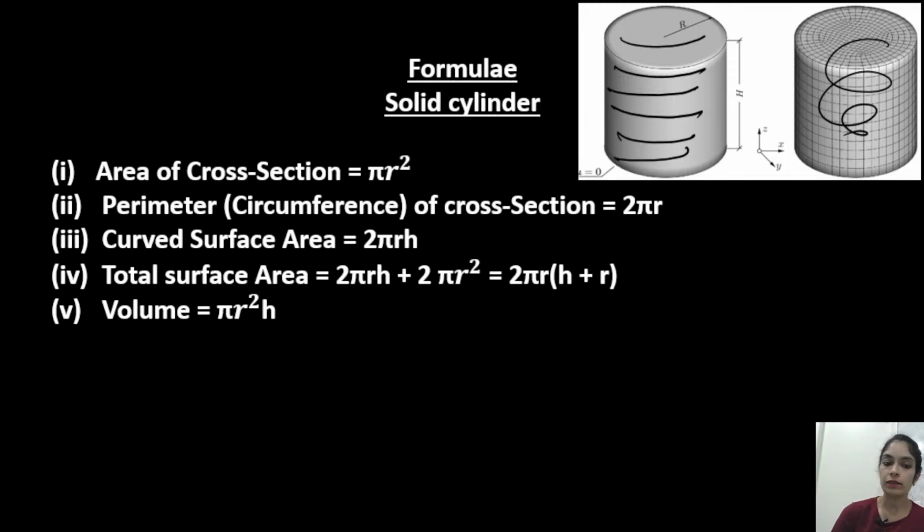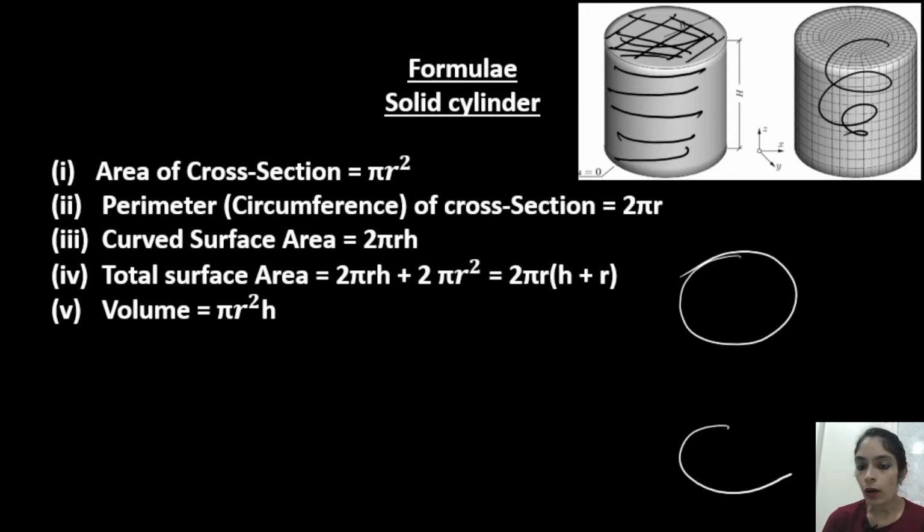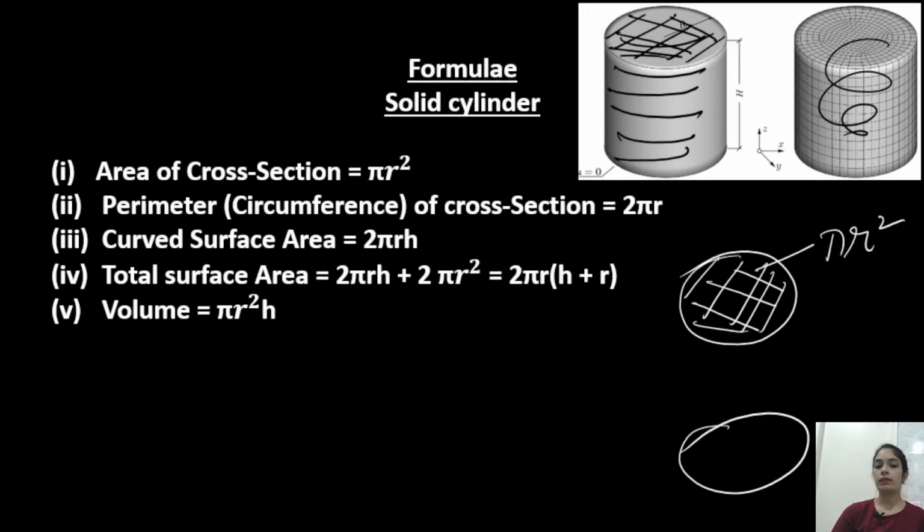For a solid cylinder, some formulas are there. Area of its cross section. What is cross section? Cross section is this circular part. In the cylinder I have shown you, two circles are there at top and bottom. The area of that, because it's a circle and the circle's area we know is pi r square. So area of cross section is equal to pi r square.